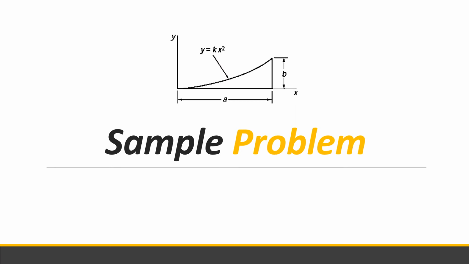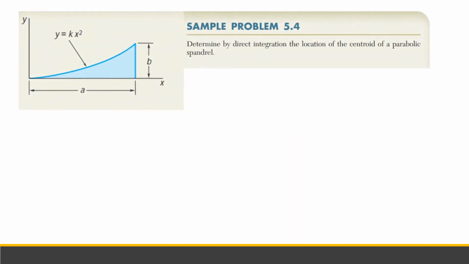Okay, so let's have a sample problem. Okay, so sample problem 5.4. Determine by direct integration the location of the centroid of the parabolic spandrel. Okay, so this is a parabolic spandrel where this curve here is defined by the equation y equals kx squared. So in our math, we will first determine our k, the constant.